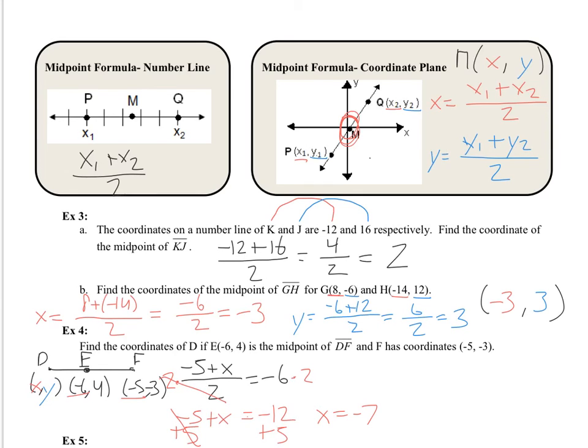Now what I want you guys to do is find the y value for D. I'm going to help you set it up. Now remember, we have to add the endpoints and divide by 2, and that will be our midpoint. So when we add our endpoints together, our endpoints are negative 3 plus y, all divided by 2, is equal to 4.